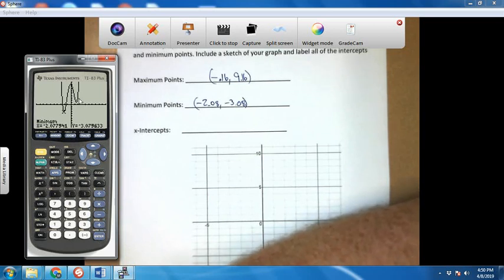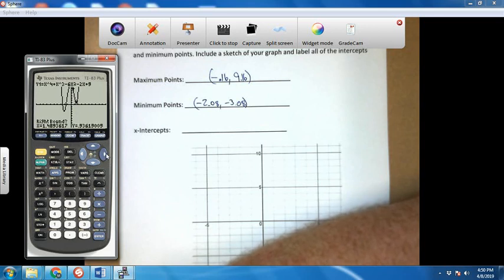So now I'm going to find this minimum over here. So second, trace, select minimum. I'm going to press the right arrow until I get over into that general area. Now again, I need to start on the left, which I am. I'm to the left of that minimum point. So I'm going to press enter. The calculator will start searching there.